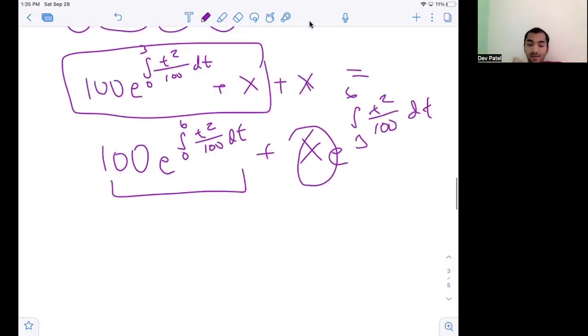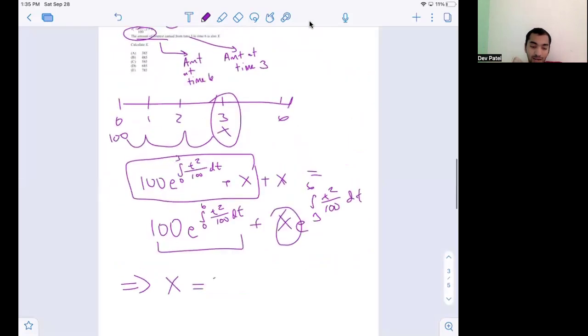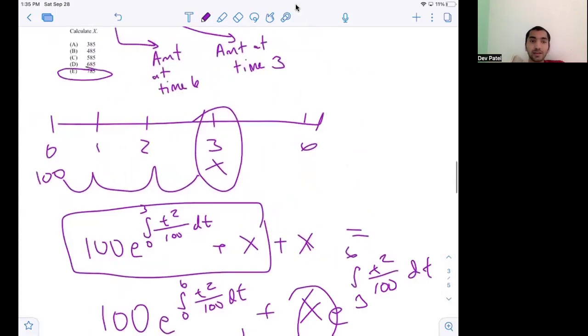And so we have a pretty standard equation here that we can solve for x. Once we do that, we get x is around, I think, 785. So that's our answer here, E.